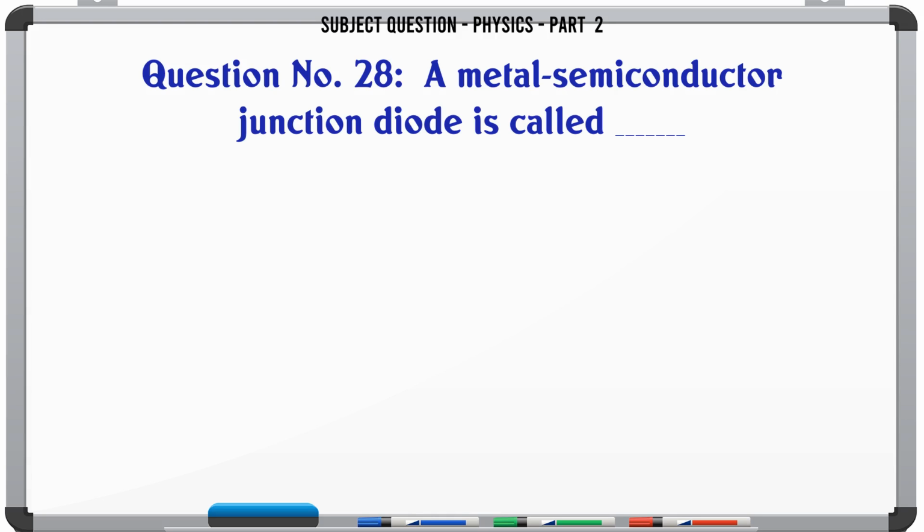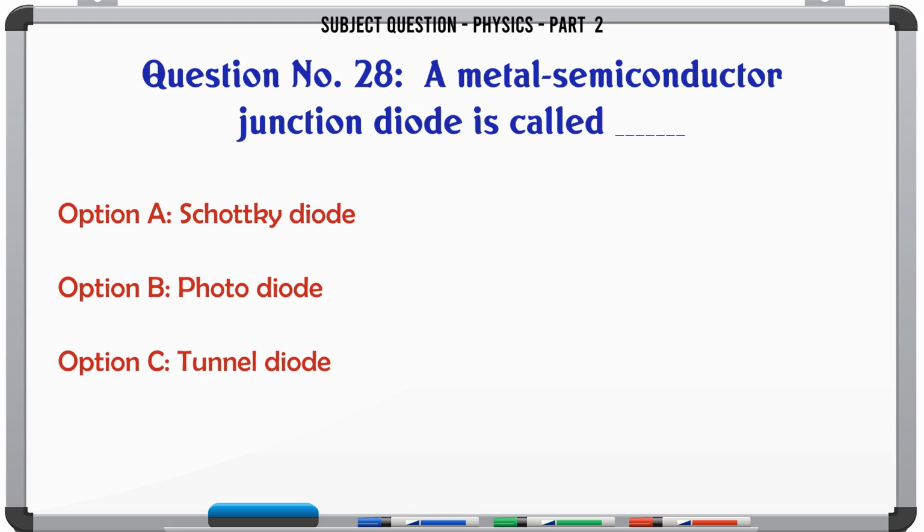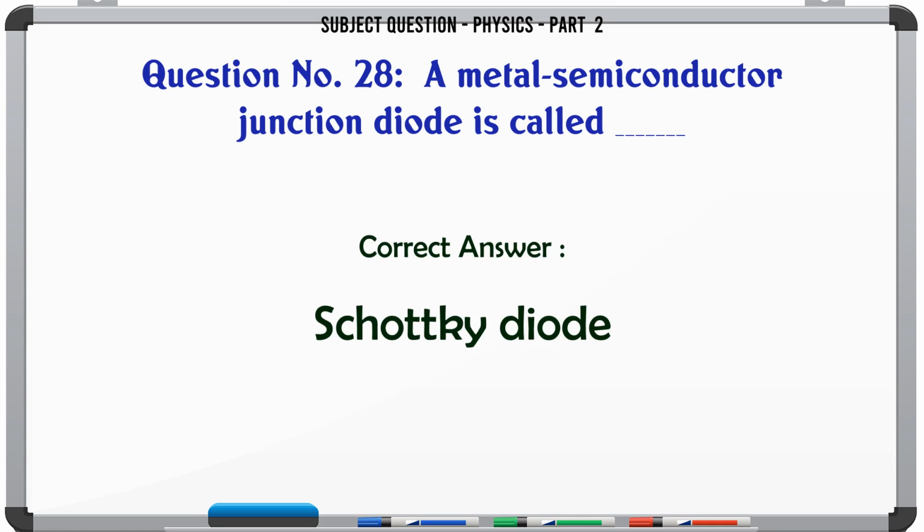A metal semiconductor junction diode is called dash. A. Schottky diode, B. photodiode, C. tunnel diode, D. p-n junction diode. The correct answer is Schottky diode.